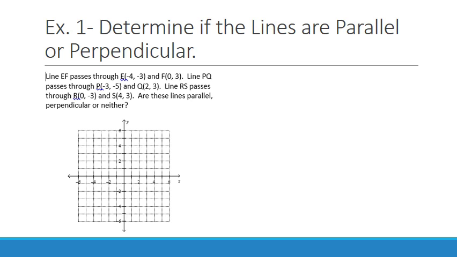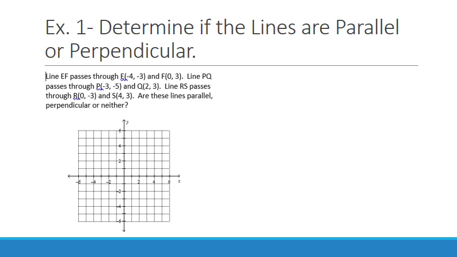So, seeing we have some graph paper, I'm going to actually draw this out. The first thing we'll need to do to determine if something's parallel or perpendicular or neither, you've got to look at the slopes. So to find slope, if you have a picture, you can use rise over run. If you only have points, you can use the two-point slope formula.